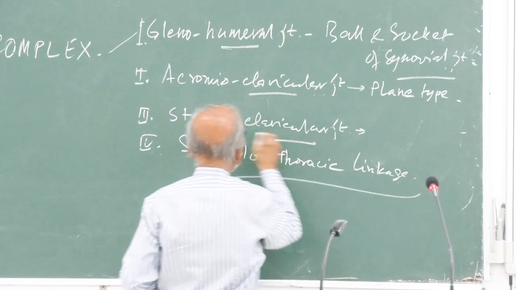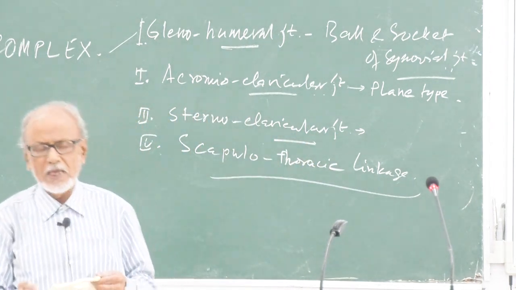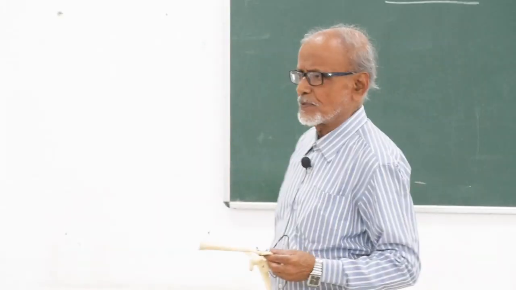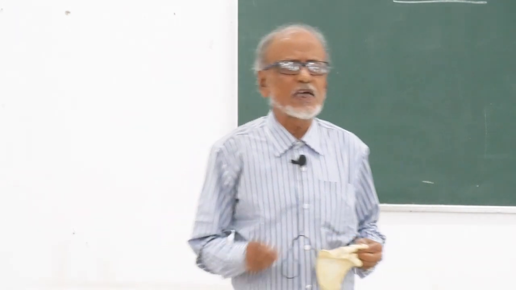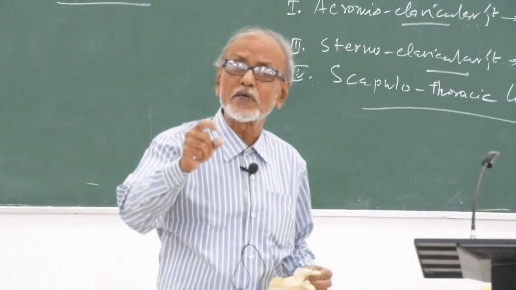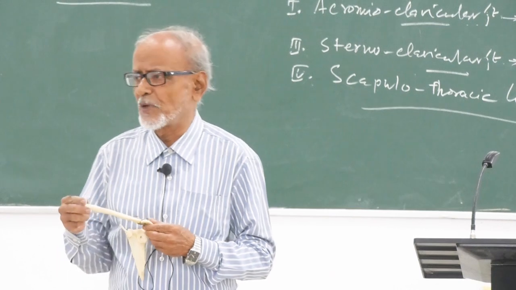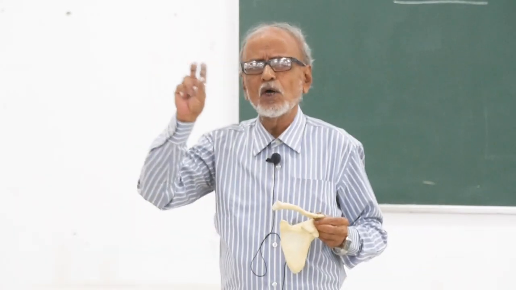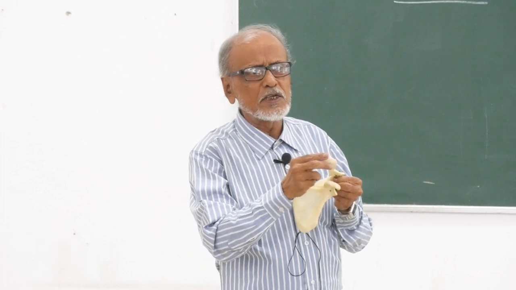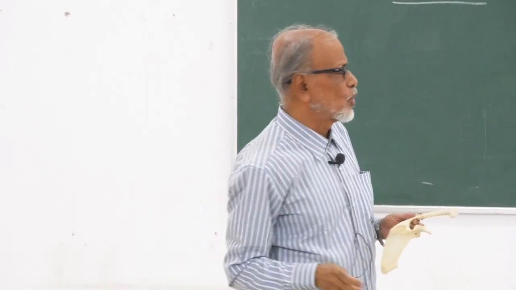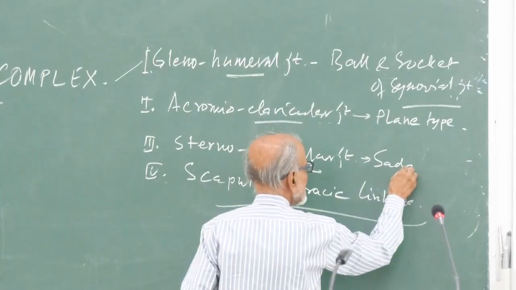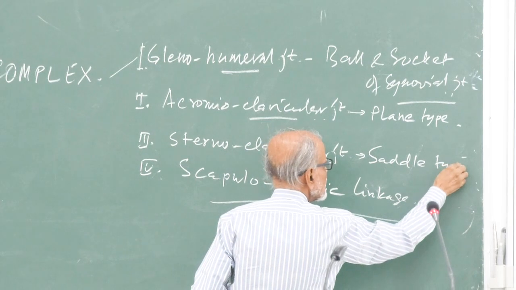What is the nature of the sternoclavicular joint? What type of joint is it? What type of joint is formed here? It is a saddle joint. The sternoclavicular joint is a saddle type of synovial joint, somewhat complex. It is not as simple as the acromioclavicular joint. It is somewhat complex in its architecture or structural organization. The sternoclavicular joint is a saddle type of synovial joint.